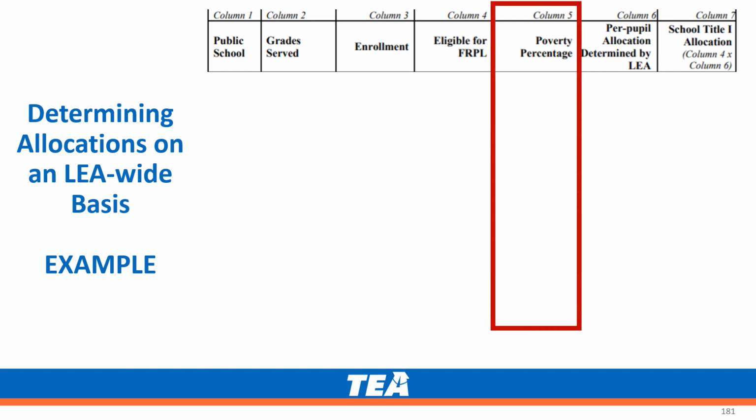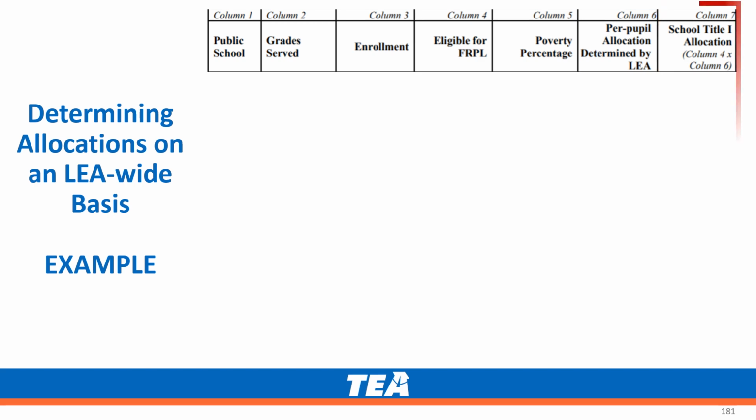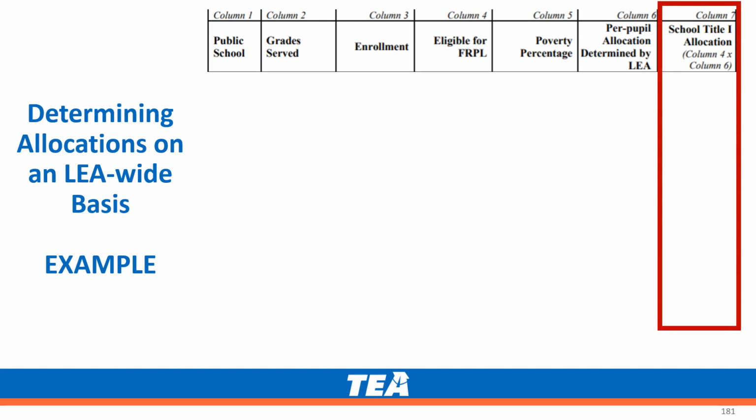Column 5 will include the poverty percentage for each of the campuses. Column 6 will include the per pupil allocation as determined by the LEA for each campus. And column 7 will include the campus's Title I Part A allocation for each campus, which is derived from multiplying column 4 and column 6.